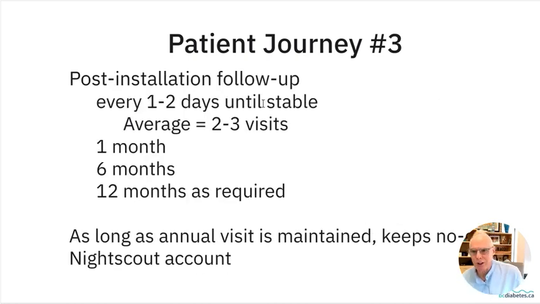In terms of post-installation, we see them every 1 to 2 days until they're stable and self-sufficient. On average, it requires 2 to 3 visits after the installation day. From there, we typically book an appointment at 1 month, at 6 months, and at 12 months as required. The 1 month appointment is where we take our time in range and GMI snapshot of the last 2 weeks. So the patient's been on Loop a month, and we take the 3rd and 4th weeks of their time operating it.